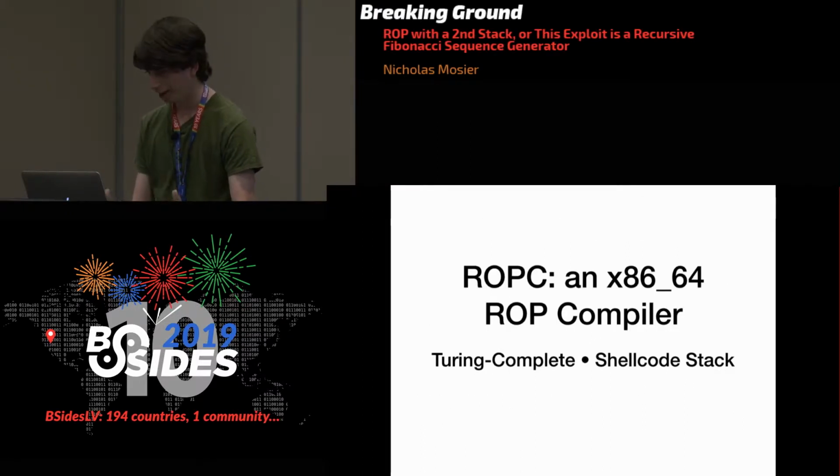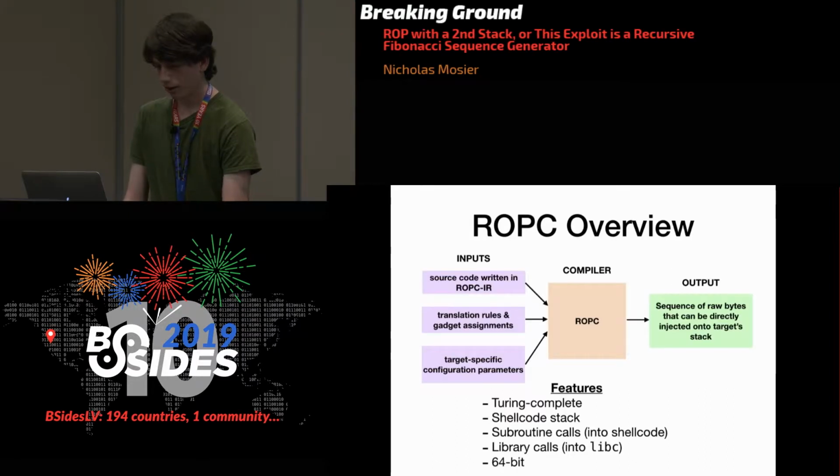So finally, I get to how my compiler works. It works on x86-64 systems. Its main features are that it's Turing-complete and has a shellcode stack, and then all the other features come out of these two things.